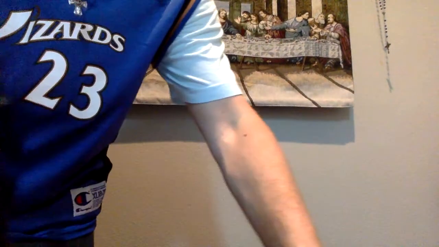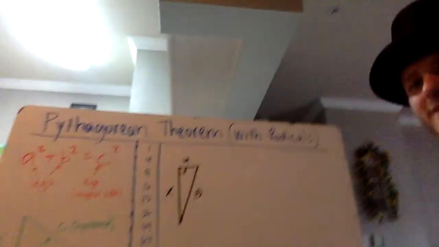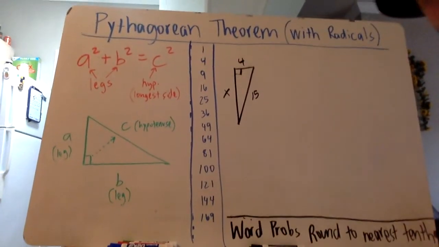Let's move to the classroom. The classroom of my apartment. You guys know what jersey this is? Michael Jordan. For the Wizards. Before your time.